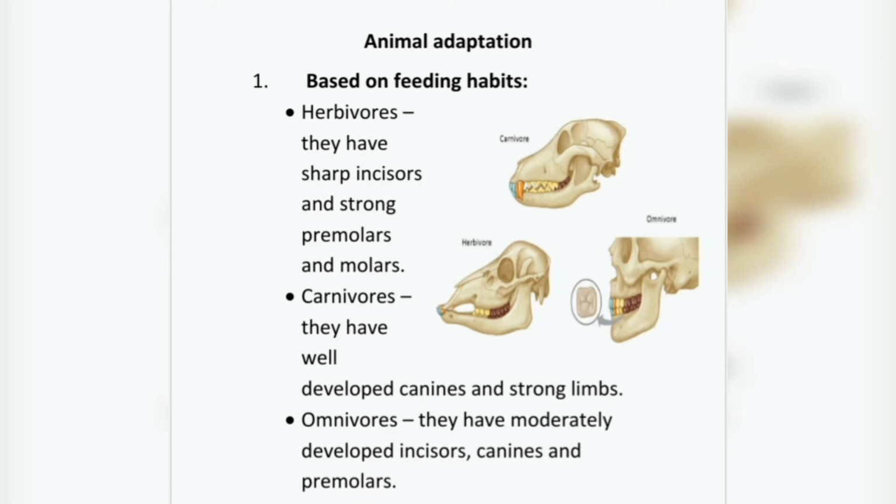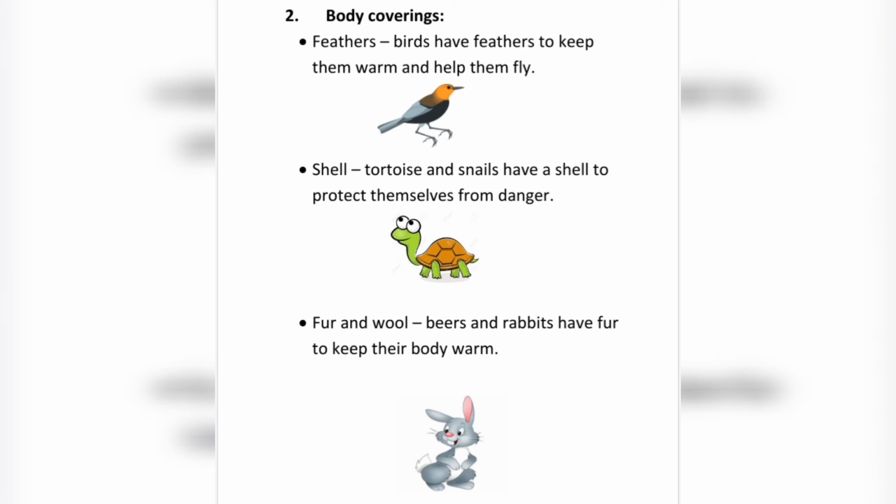Omnivores. The animals that eat both flesh and plants are called omnivores. They have moderately developed incisors, canines, and premolars. Bears and humans are examples of omnivores. Based on body covering, the body covering of an animal helps it to survive in its habitat.